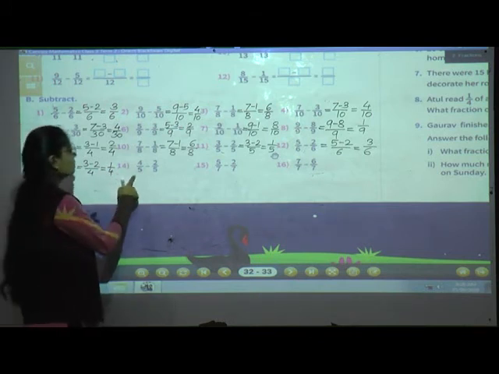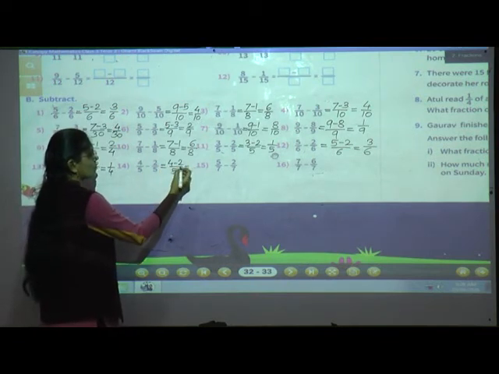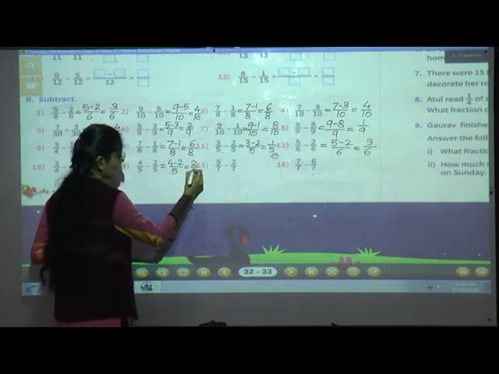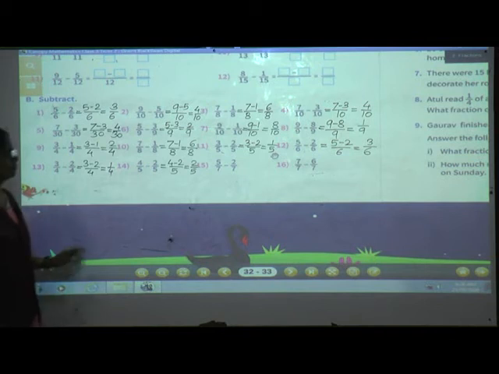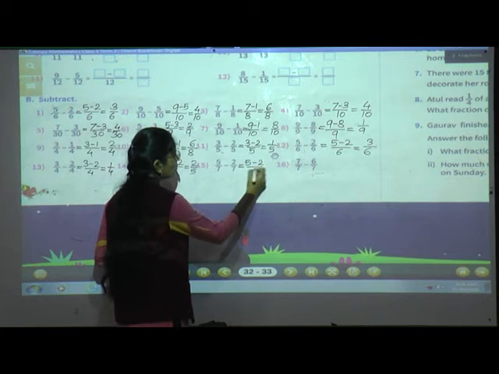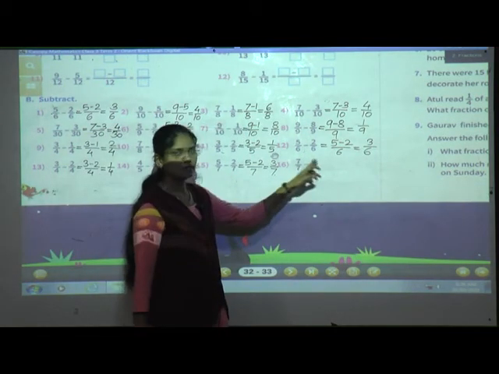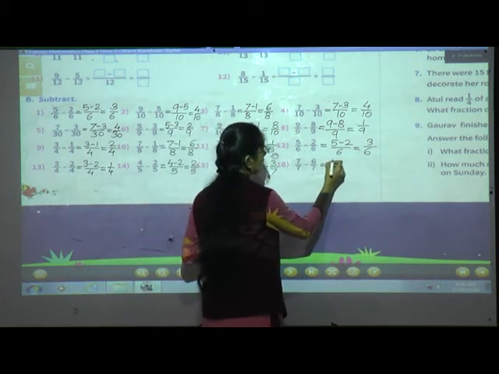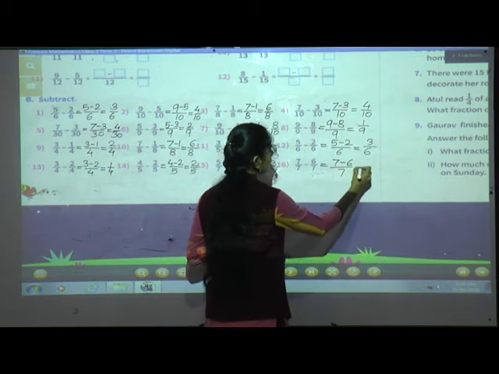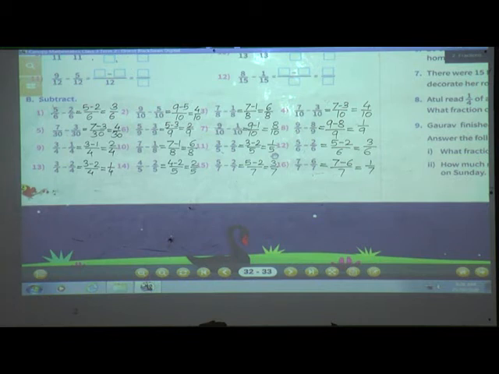Next, 4 by 5 minus 2 by 5 is equal to 4 minus 2 by 5 is equal to 4 minus 2, 2. 2 by 5. Next, 5 by 7 minus 2 by 7 is equal to 5 minus 2 by 7 is equal to 3 by 7. Next, 16th number, 7 by 7 minus 6 by 7 is equal to, yes, 7 minus 6 by 7 is equal to 1 by 7. Okay, clear till here? Okay, now see the next page.